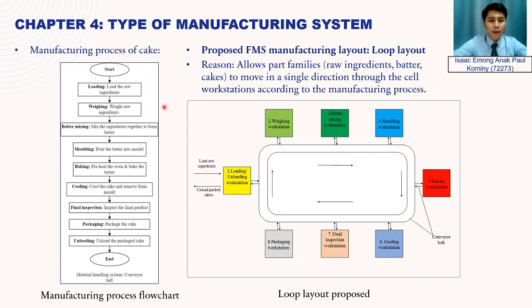This figure shows the manufacturing process of cake, which consists of several stages such as loading, weighing, batter mixing, molding, baking, cooling, final inspection, packaging, and unloading the packaged cake. Due to these manufacturing processes, the proposed manufacturing layout is loop layout. The reason why it is selected and proposed is because it allows the part family, such as the raw ingredients, batter, and cakes, to move in a single direction according to the cell workstation according to the manufacturing processes.